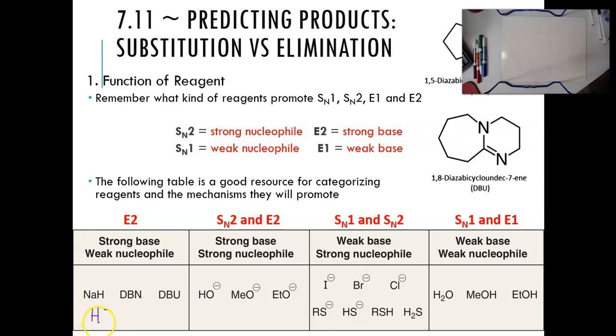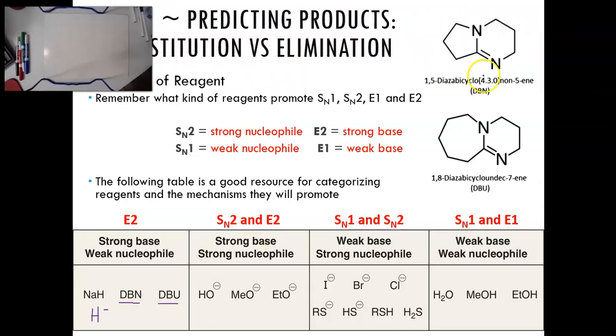So our hydrogen over here is a good strong base, but it falls into a weak nucleophile category because it's not polarizable, it's too small. The other two here, DBN and DBU, these are abbreviated names. Their structures are up here.